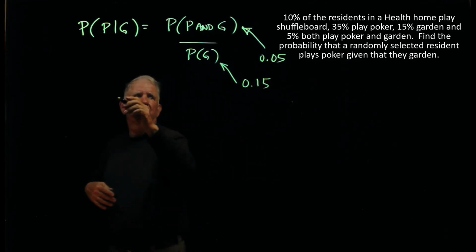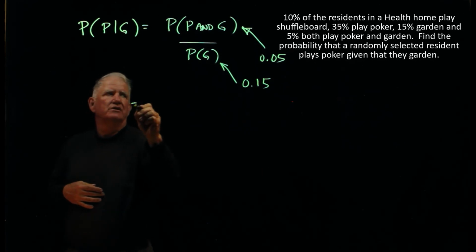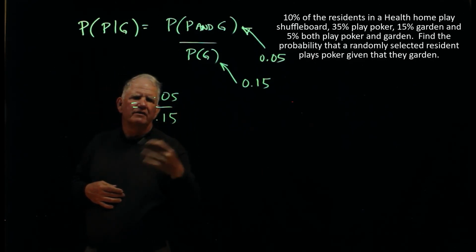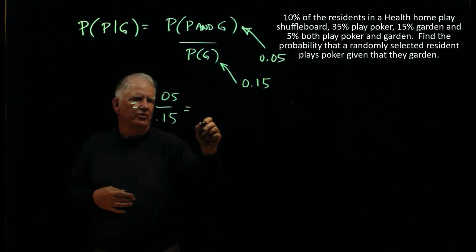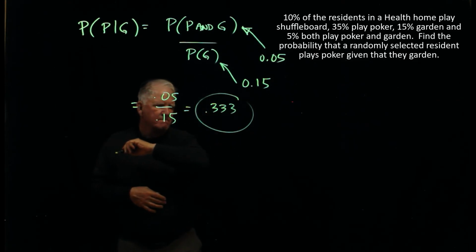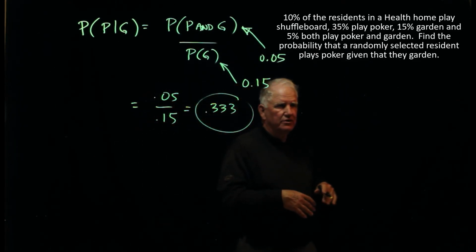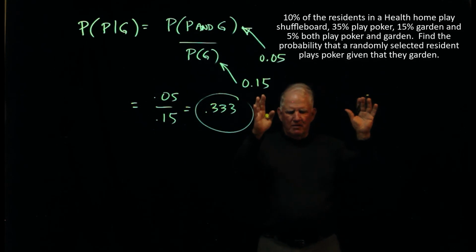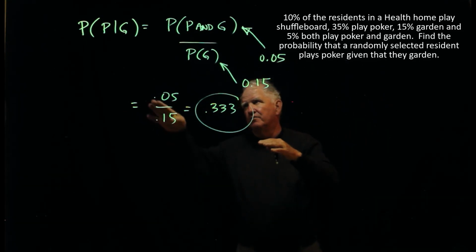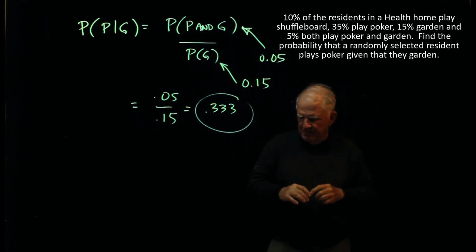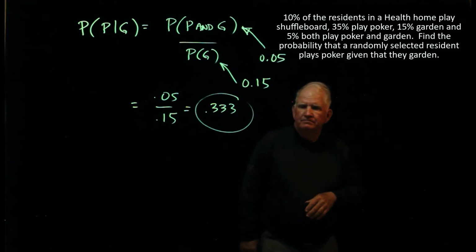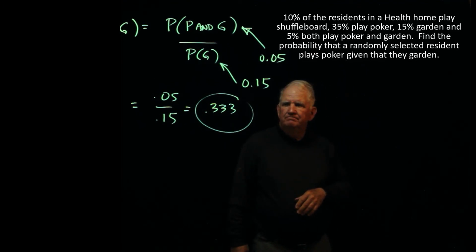So the number that we're looking for is just 0.05 divided by 0.15. That looks like 1/3 or 0.33333. Okay, so it's really just an issue of reading the problem, understanding the problem, assigning the numbers given in the problem to the elements of the multiplication rule. All right, let's move on.